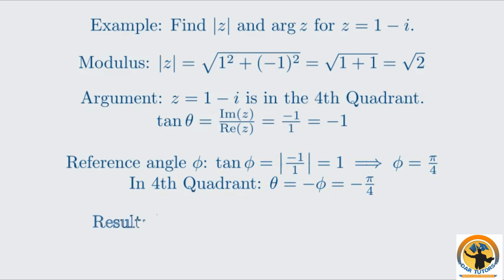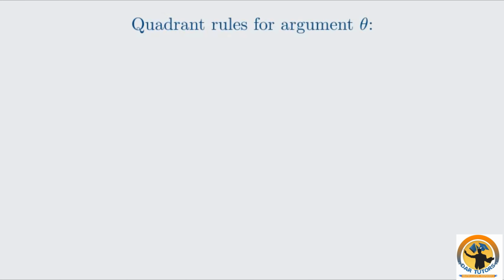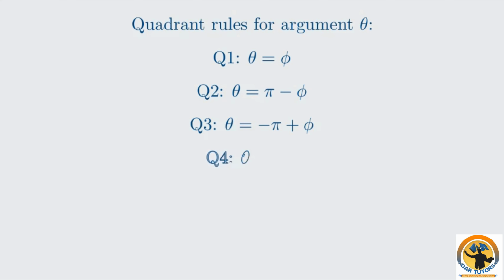So, for the complex number z equals 1 minus i, the modulus is root 2, and the argument is negative pi over 4. Understanding how to find the argument in each quadrant is essential. Let's briefly recap. In the first quadrant, the argument is simply the reference angle phi. In the second, it's pi minus phi. In the third, it's negative pi plus phi. And in the fourth, it's negative phi.